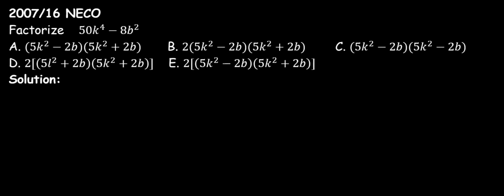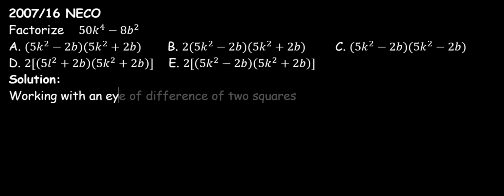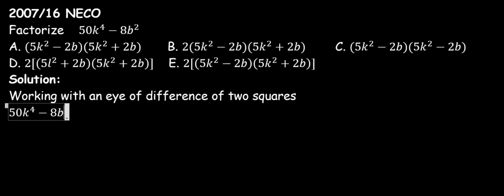Another example. Factorize 50k raised to power 4 minus 8b squared. The options are given. Solution. Working with an eye of difference of two squares, we are expected to rearrange our given problem in such a way that it will fit x squared minus y squared without necessarily altering the figures given. So we have 50k raised to power 4 minus 8b squared equals, we factor out 2, we'll now be left with 25k raised to power 4 minus 4b squared.